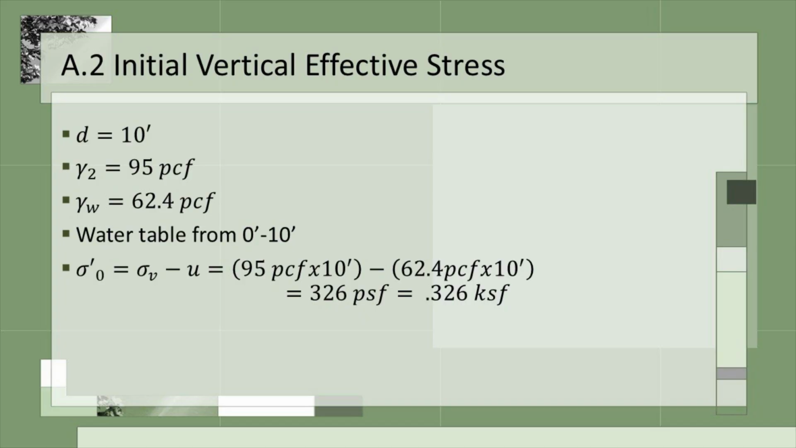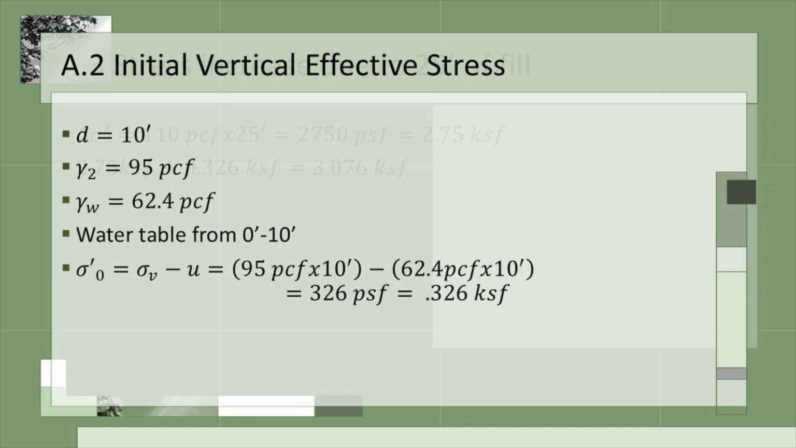In order to determine the initial vertical effective stress in layer 2, we need to use the mid-depth of the layer, which is where a depth of 10 feet comes from. Since this layer is located within the groundwater table, it is important to subtract the pore water pressure because only the effective stress carried by the soil skeleton contributes to consolidation behavior. The pore water pressure does not contribute to soil compression, so it must be removed from the total vertical stress when calculating the initial effective stress.